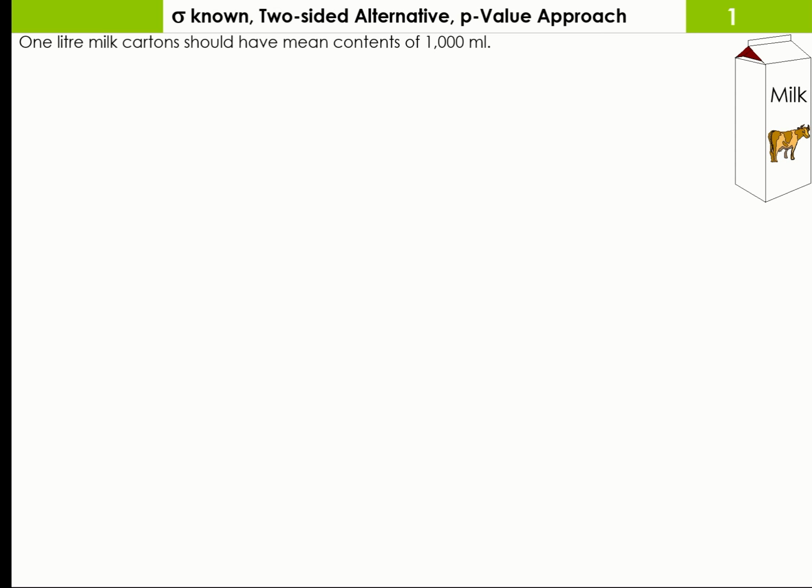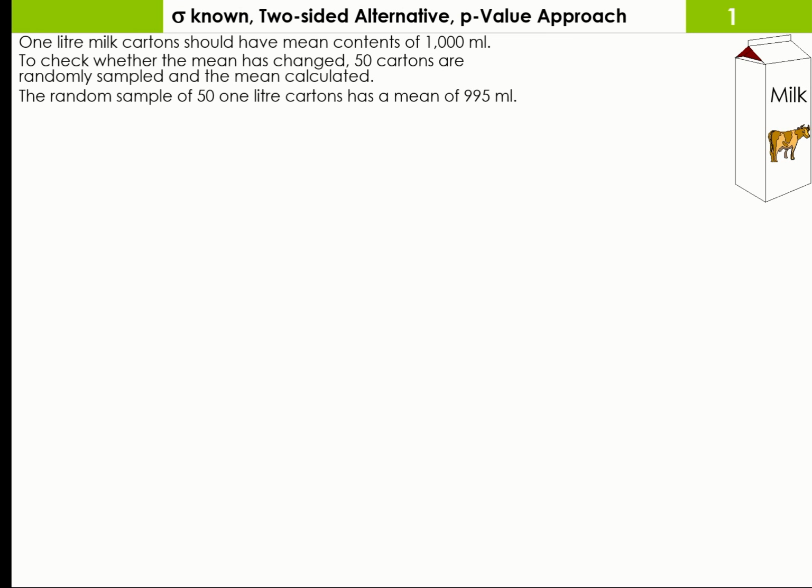We are going to solve an example of hypothesis test with p-value approach. 1 liter milk cartons should have mean content of 1000 milliliters. To check whether the mean has changed or not, we select 50 cartons randomly and calculate the mean. The calculated mean for the sample is 995 milliliters.